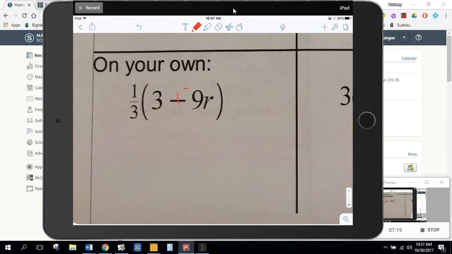So now we're going to jump right into the distribution phase, which means my 1/3 needs to get multiplied by everything inside the parentheses. So again, let's replace the word times with of. So instead of 1/3 times 3, let's do what's 1/3 of 3. So if I have 3 things and I divide them into groups of 3, I have 1 in each. So now we're going to do 1/3 of 9. So if I have 9 things and I divide them into groups of 3, I have 3 things in each group.